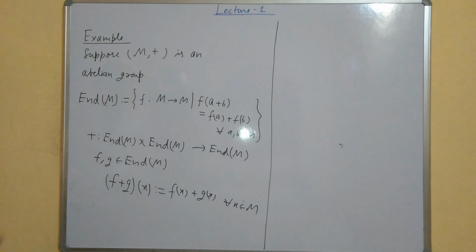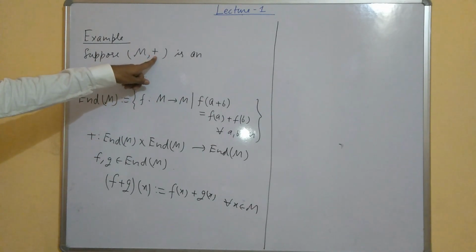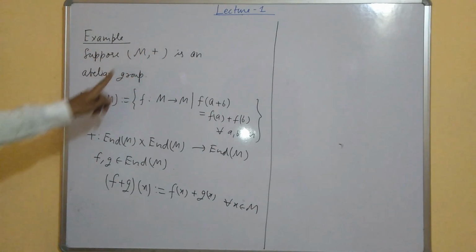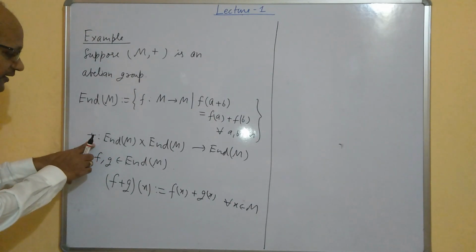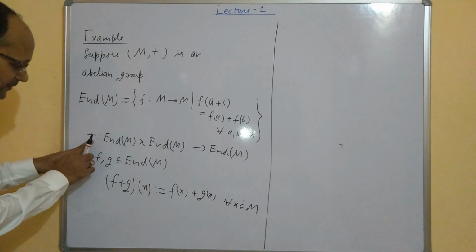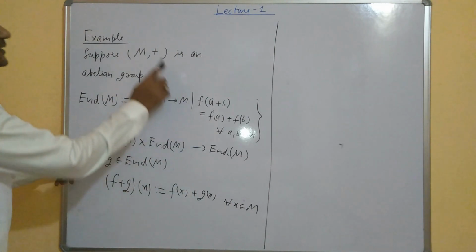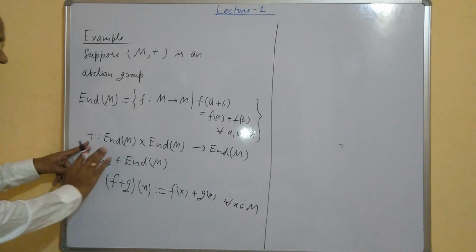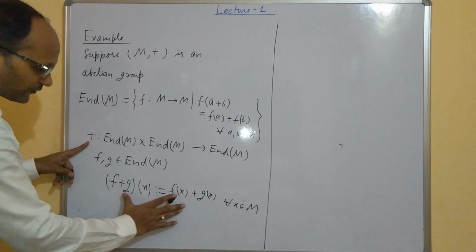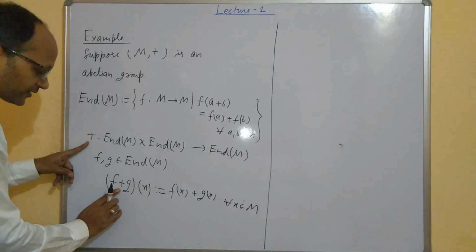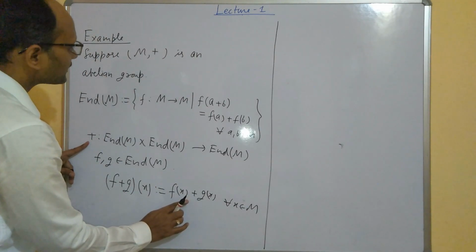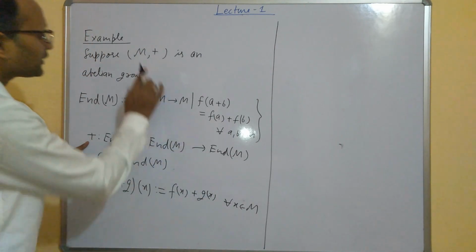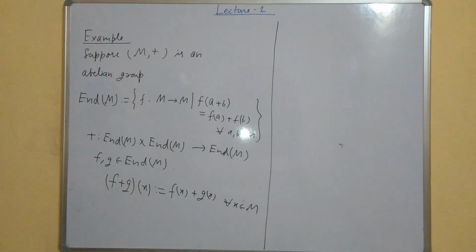So note one thing, this plus is the operation of capital M. This is the plus which we are going to define. This is a new plus. So this plus is this plus and this plus is this plus. Although I am denoting both the plus in the same way, the meaning is different. This is the sum of maps and this is the sum of elements of capital M.